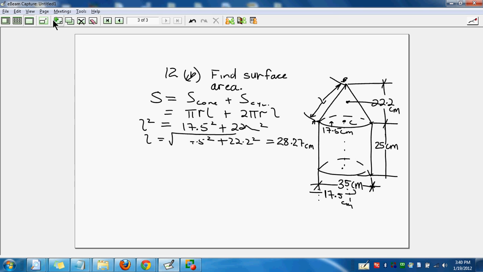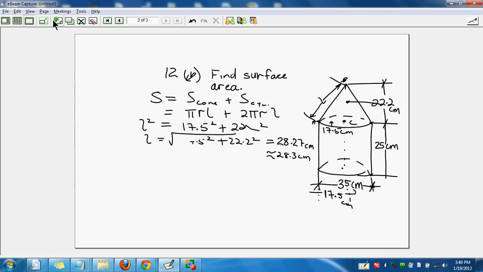Now, what we should actually do is round it off to one decimal place, because that's what we were working with all the way through. So let's round this off to 28.3 centimeters. So we'll use that rounding off position all the way through.